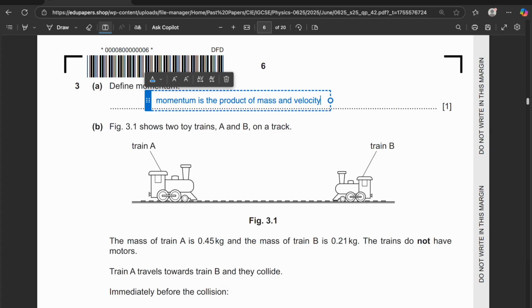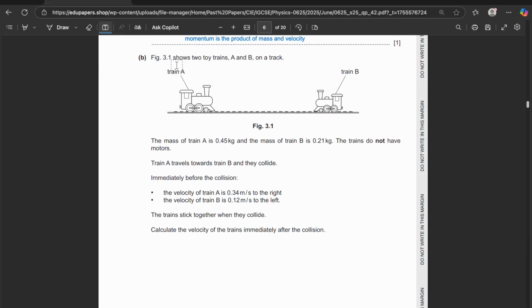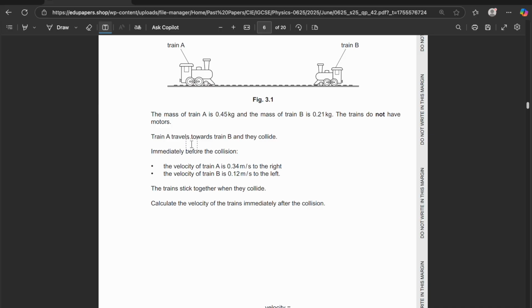B, figure 3.1 shows two trains A and B on the track. The mass of train A is 0.45 kilograms and the mass of train B is 0.21 kilograms. The trains do not have motors. Train A travels towards train B and they collide.